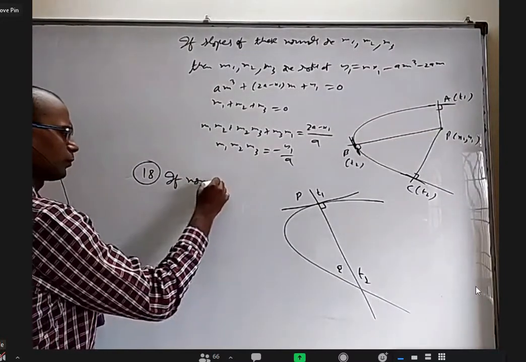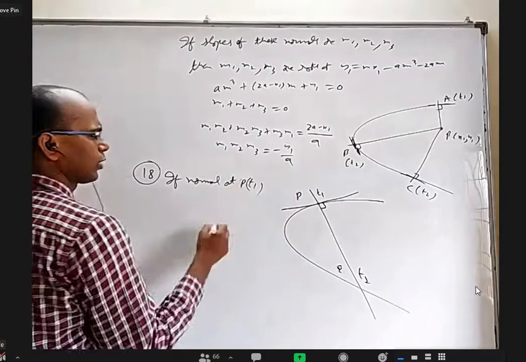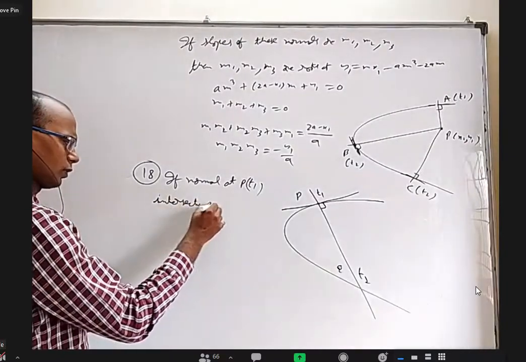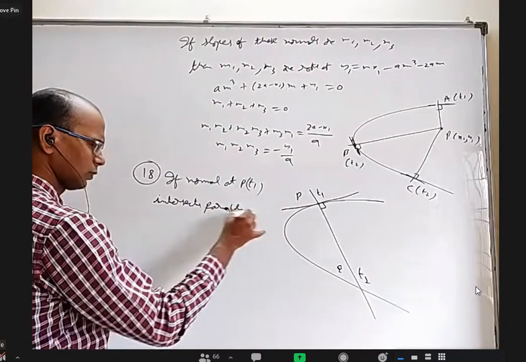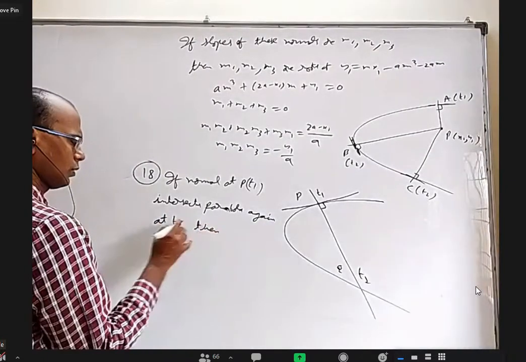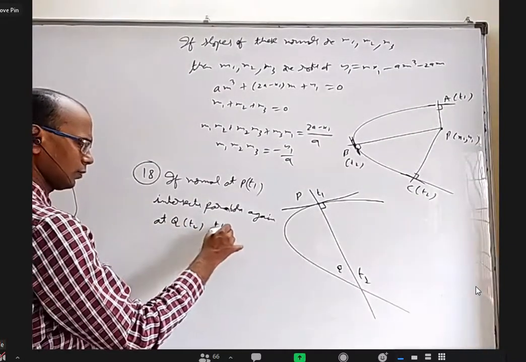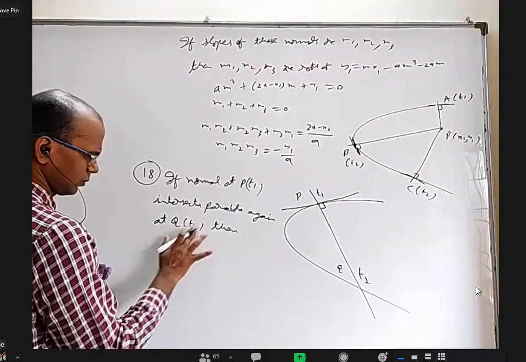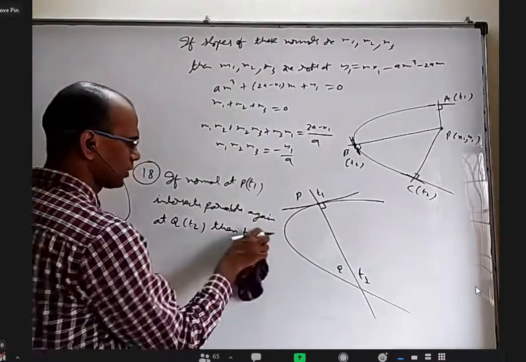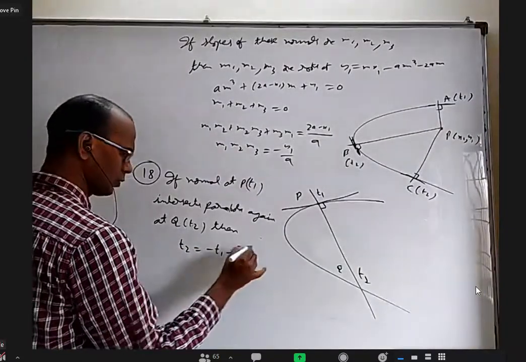If the normal at point P with the parameter T1 intersects the parabola again at T2, then Q is T2, and T2 is equal to minus T1 minus 2 by T1.